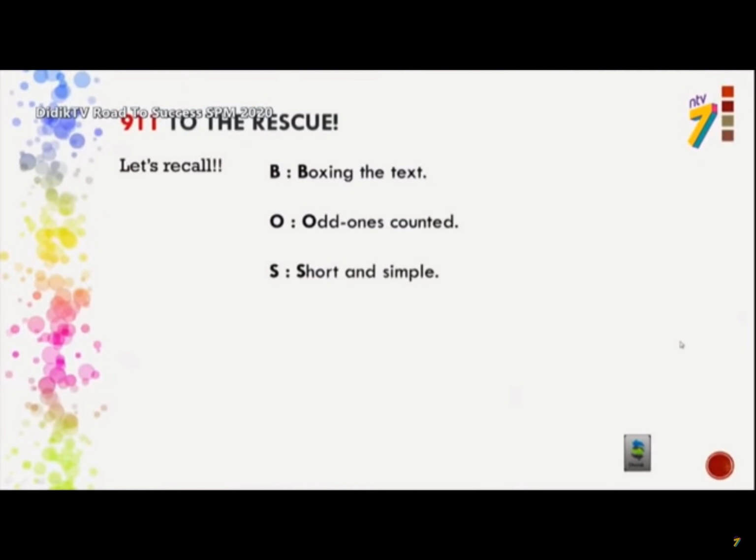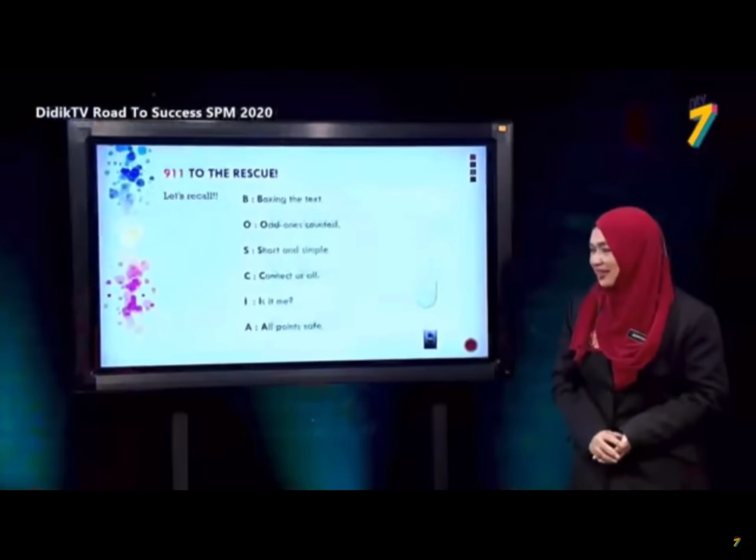Okay, now let's recall whether you have remembered or not. The formula B is for Boxing, boxing the text. O is for Odd ones counted. S, Short and simple. C, Connect us all. I, Is it me? And A, All points safe. Okay, now we remember all the formula given.